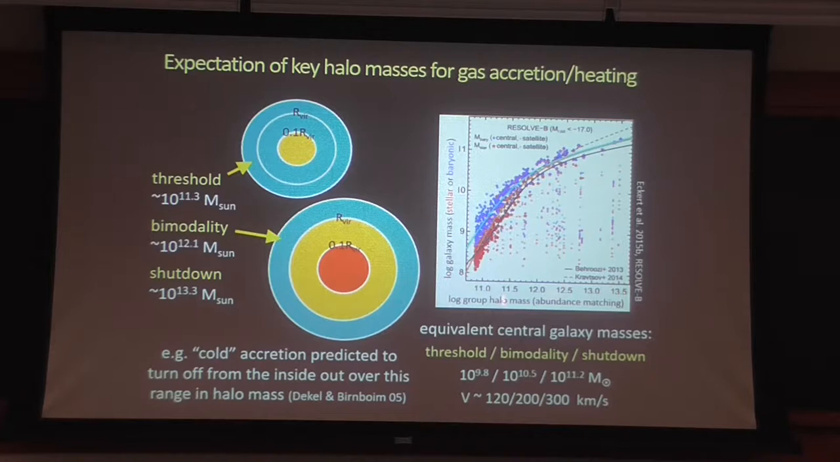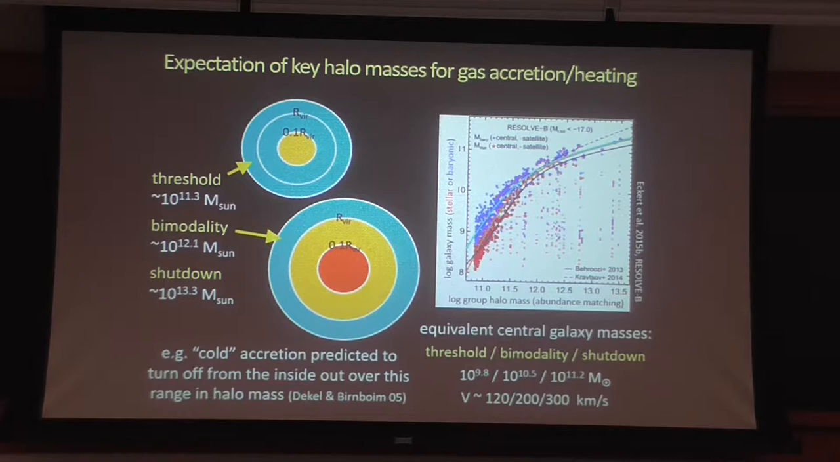So if you just follow the path of the centrals, which are the big symbols, the satellites, of course, can have any mass they want. But if you just follow the path of the centrals, you can see that the equivalent central galaxy masses for the threshold, bimodality and shutdown group halo masses are 10^9.8, 10^10.5, and 10^11.2. That 10^10.5 is the somewhat famous 3 times 10^10 galaxy mass scale for the bimodality. And the velocities these correspond to are 120, 200, and 300 kilometers per second. And here the claim to fame is more the 120 kilometers a second, actually. People talk about it a lot.